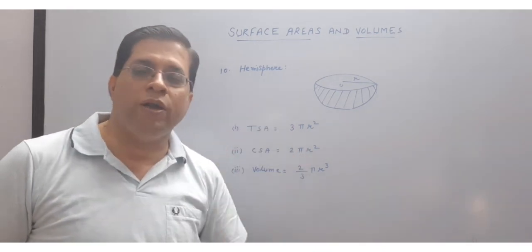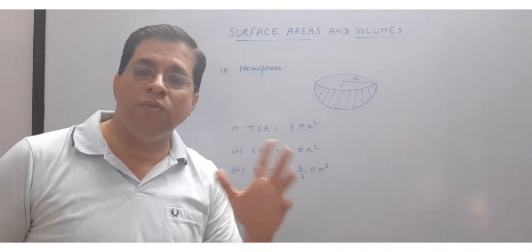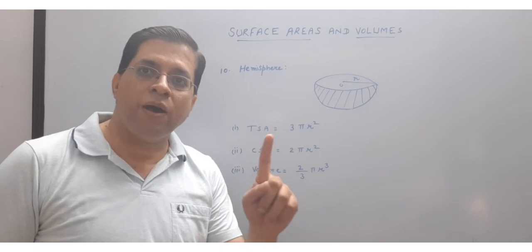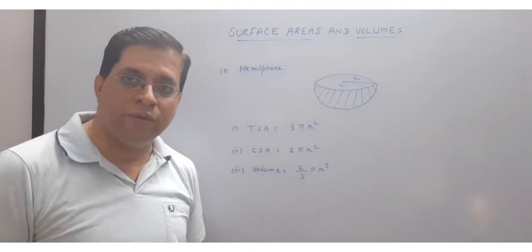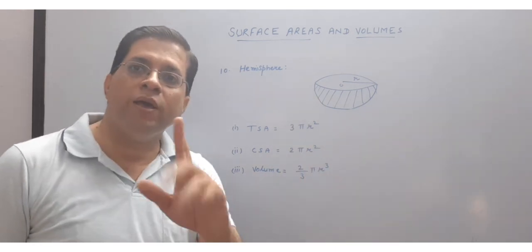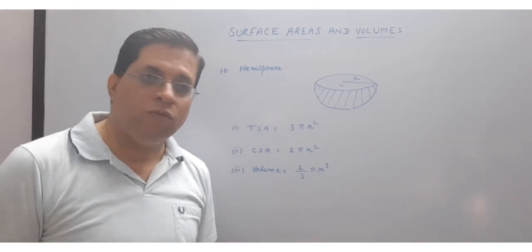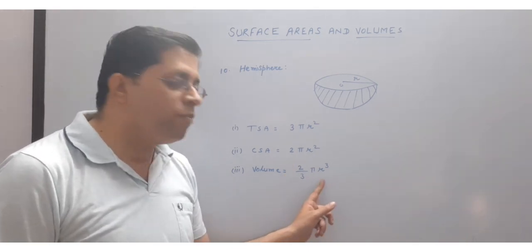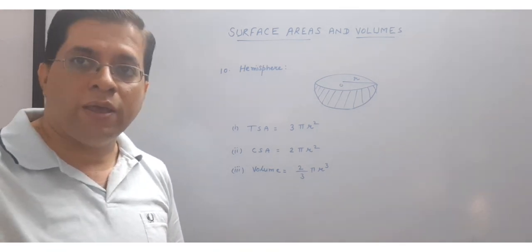It is very important. What is the TSA of hemisphere? This is 3 pi r square. What is the CSA of hemisphere then? CSA of hemisphere is the curved part, it is 2 pi r square. What will be the volume of it? Volume of hemisphere is 2 upon 3 pi r cube.